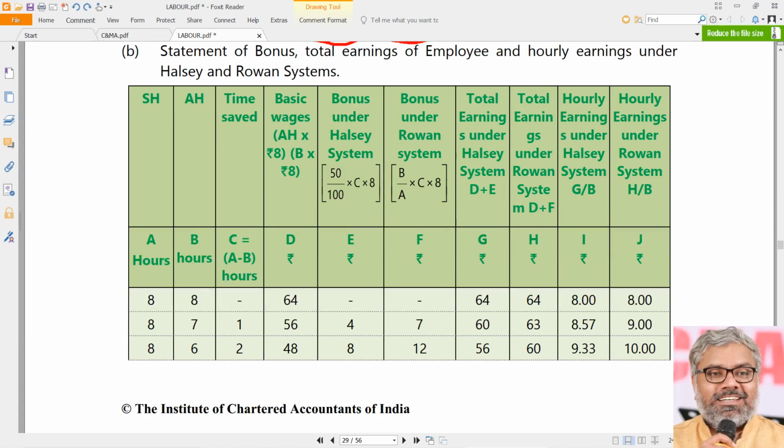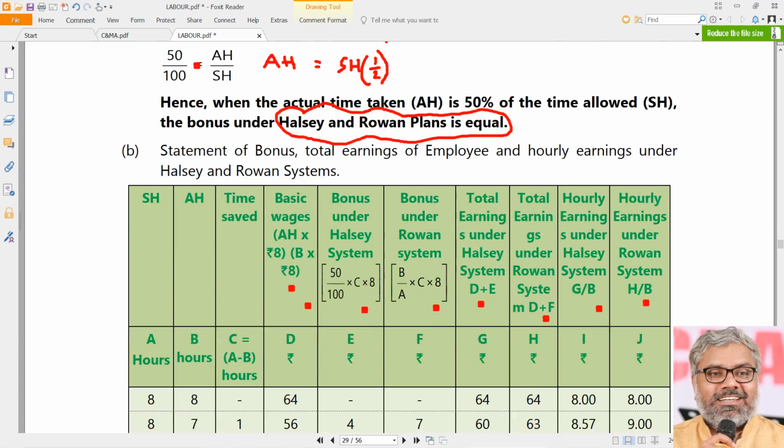Total earnings under Halsey plan will be basic wages plus Halsey bonus. Total earnings under Rowan plan will be basic wages plus Rowan bonus. That will be here, so D plus E and D plus F. These two are there. Hourly earnings means whatever the total earnings divided by actual hours worked. So G divided by B or H divided by B will give us hourly earnings under Halsey and also under Rowan. So this is an arithmetical exercise.